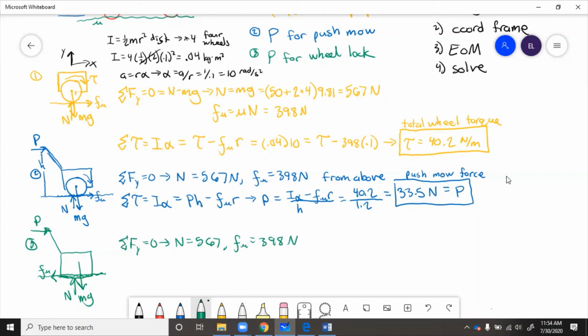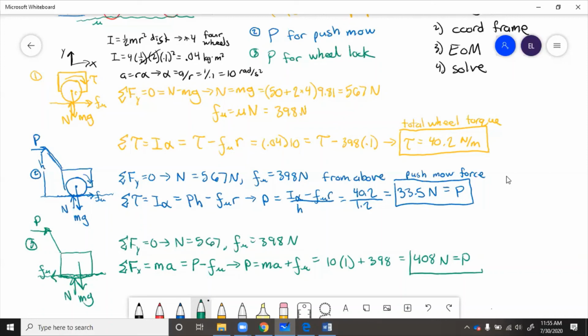But now, since there's no rotation, we're going to do sum of the forces in x. Sum of the forces in x equals mass times acceleration, which equals the pushing force P minus the friction force. So P equals ma plus F mu, which is going to equal 10 kilograms times 1 meter per second squared, plus the F mu, which is 398. So this is going to be 408 newtons.